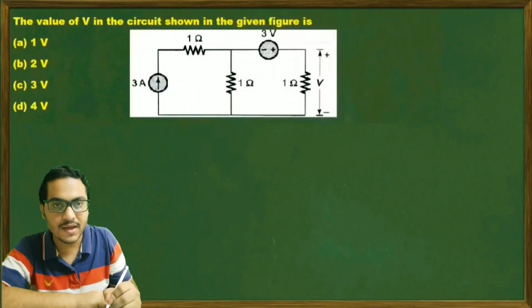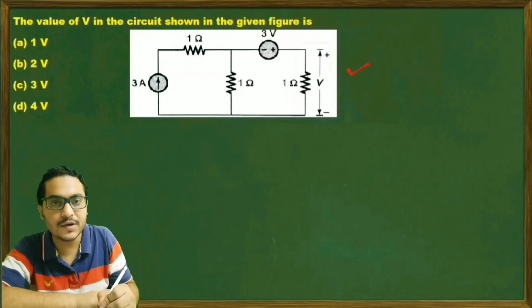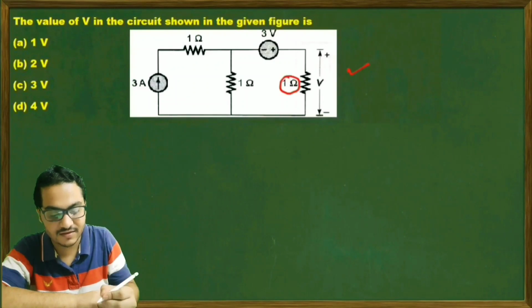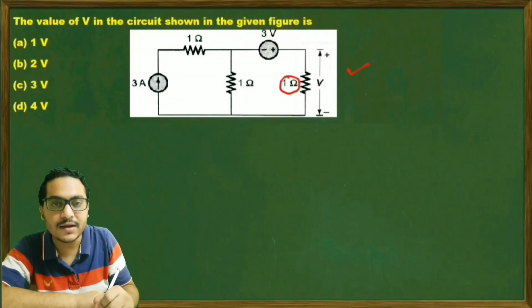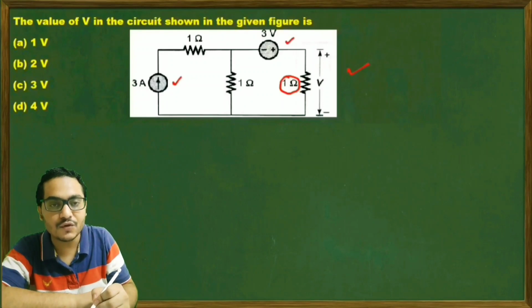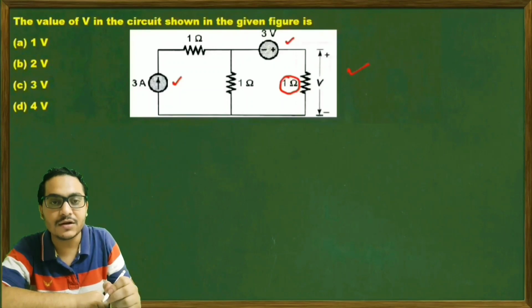In this question we have been given a network and we need to find the value of V across this 1 ohm resistance. This network can be solved by using nodal analysis, and it can also be solved by using the superposition theorem, because the number of independent sources is more than one. As of now, let's solve this question by using nodal analysis, and the concept of superposition theorem I will tell in my subsequent video.